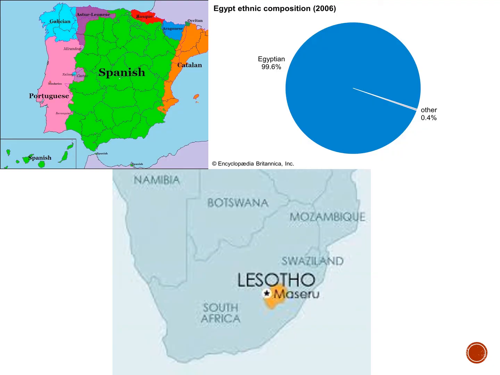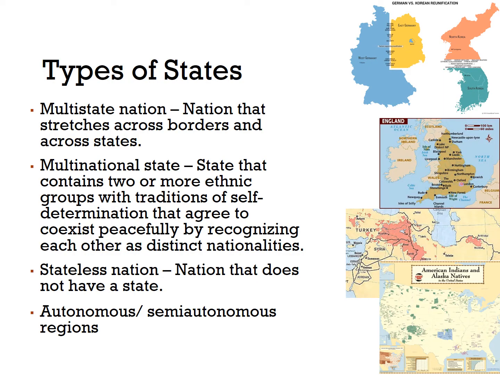These peoples have long histories of occupying the land, speaking the same language, practicing the same religion, and following the same cultural customs. To finish up tonight, we're going to look at a variety of combinations of nations and states. Really pay attention to terms because they describe the political and cultural makeup of these states.